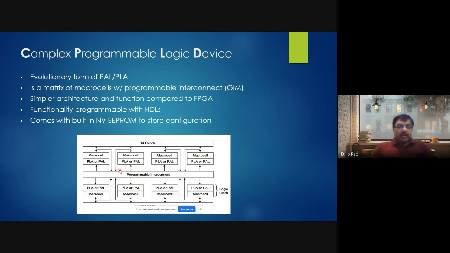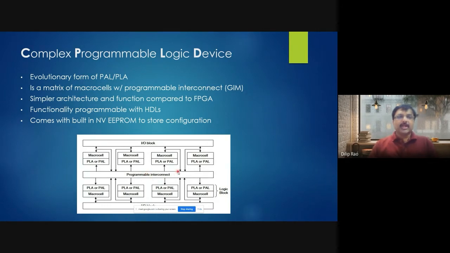These routing resources are programmable. You can program the routing resources to establish the network of connections that you desire. That is what is going to decide the functionality of the CPLD. This is slightly more advanced and complex than PLA and PAL, but I will say it is the previous generation to the current day FPGAs.